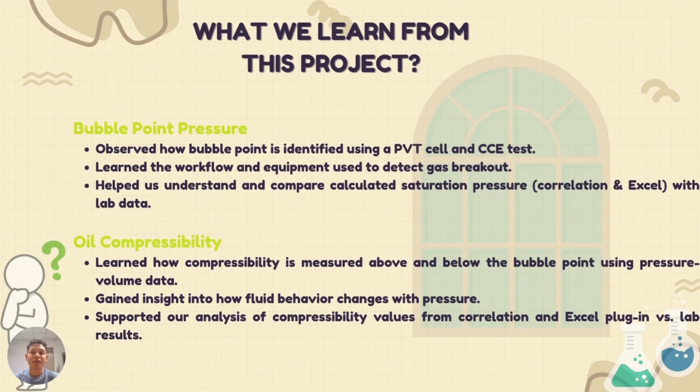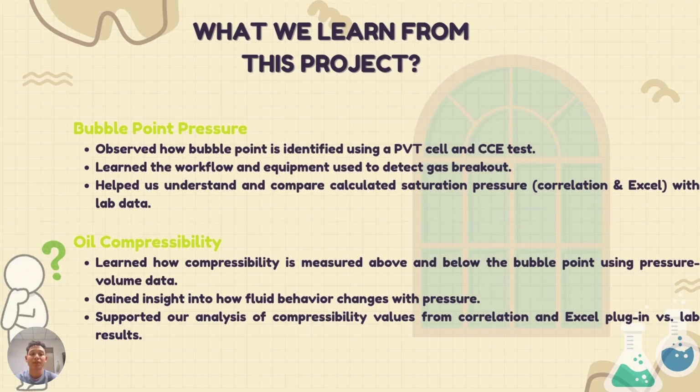First, we understood the bubble point pressure. During the lab visit, we observed how the bubble point is identified using a PVT cell through the constant composition expansion (CCE) process. The lab assistant explained the workflow and equipment used to detect gas breakout. This helps us in part A of the report, where we calculate saturation pressure using correlation and the Excel plugin. Understanding the real method made it easier to compare my calculated result with actual lab data.